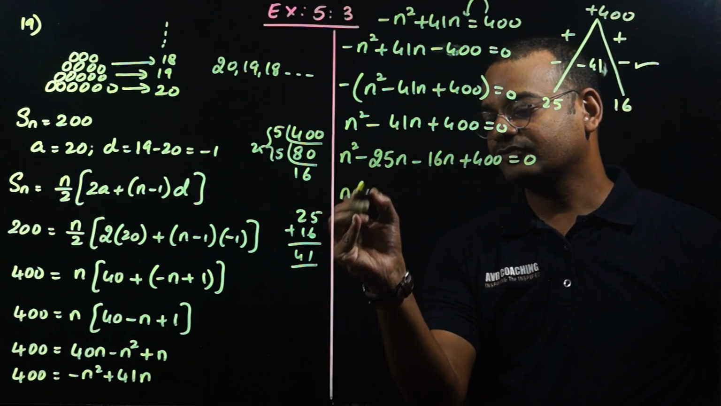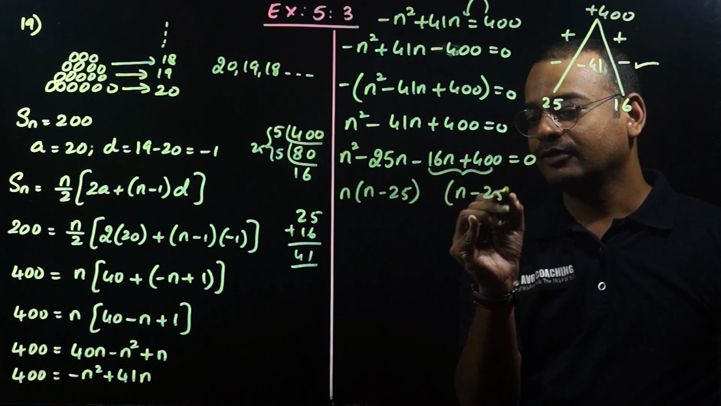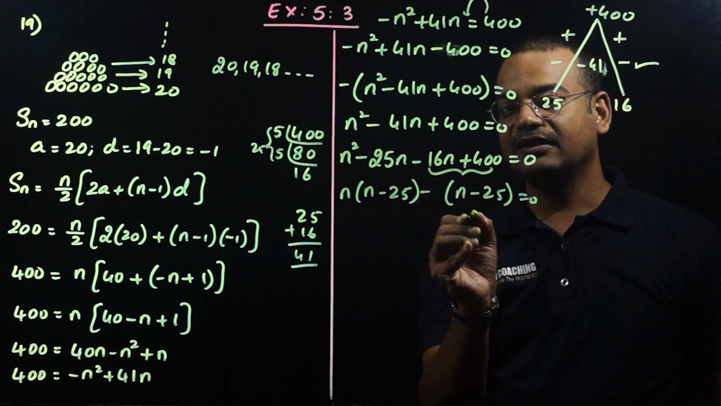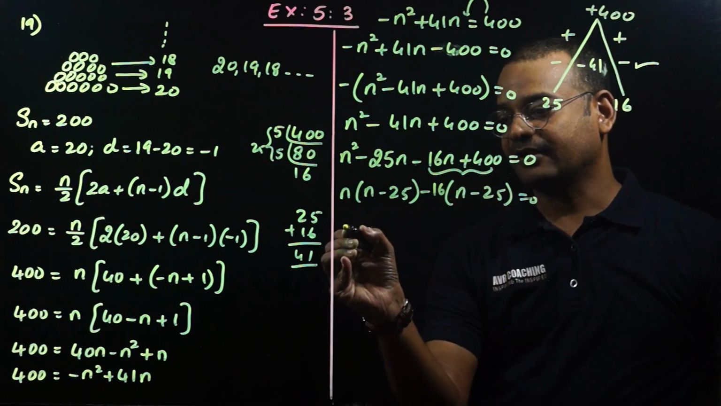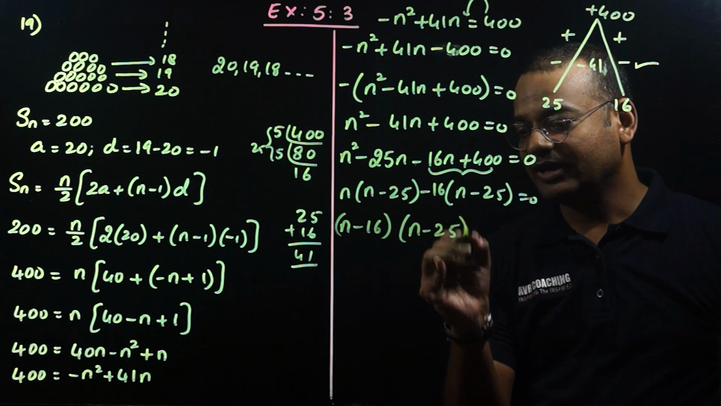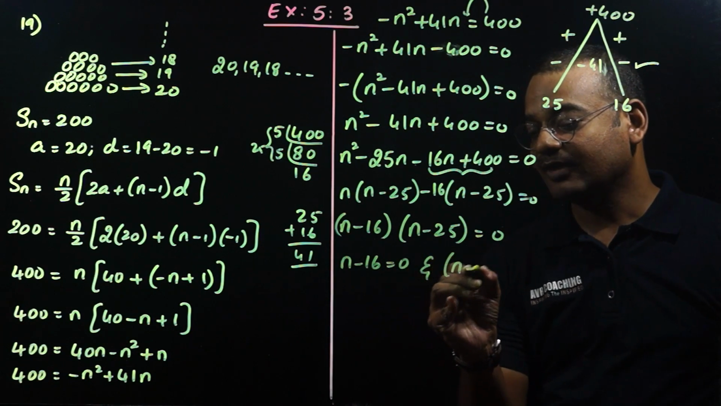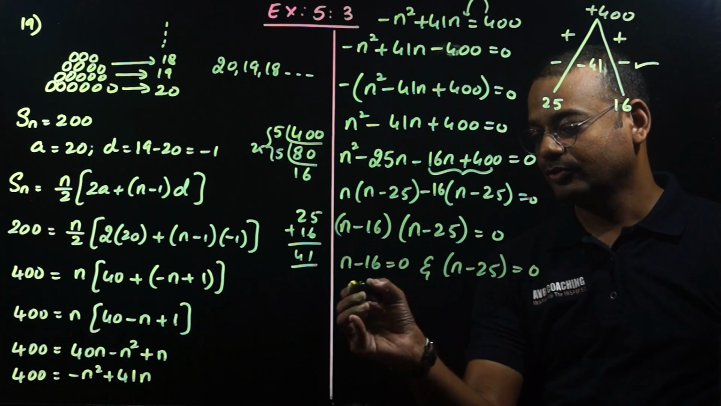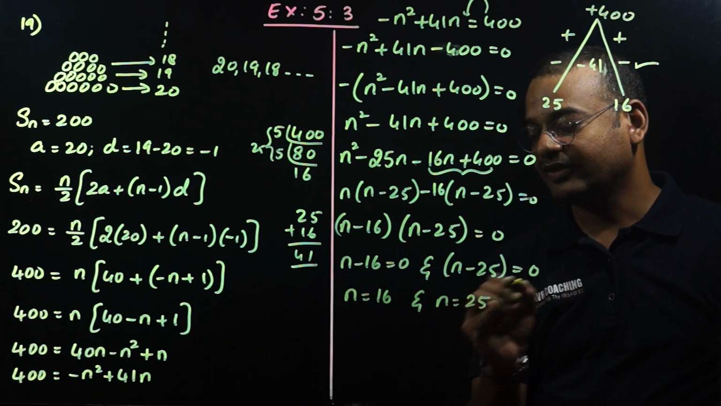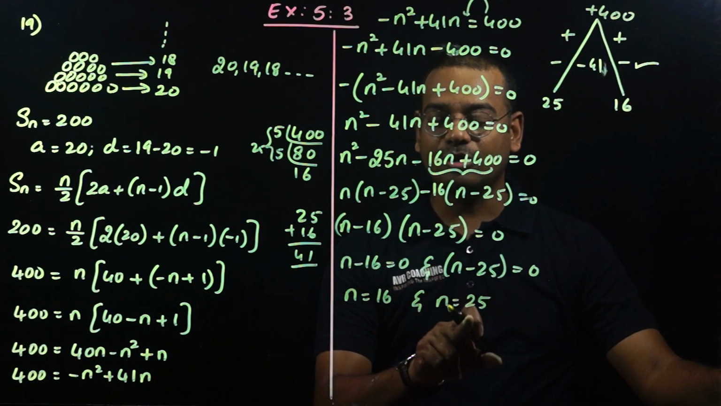So n is common here, n into n minus 25, and from these two values also you will get n minus 25 as common. Since this is minus in the middle, and we have taken out 16n where n is already in the bracket, we will write 16 outside the bracket. So the factors are n minus 16 and n minus 25 equal to 0. So n minus 16 is equal to 0 and n minus 25 is equal to 0. So here n is equal to 16 and n equal to 25. Therefore, the number of rows can be either 16 or 25.